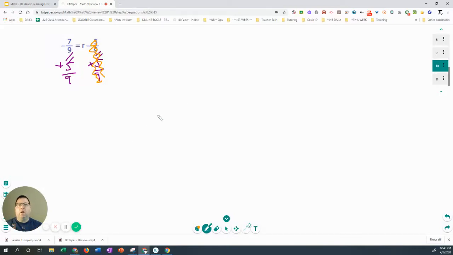The other reason I chose this example is because, again, the variable's on the right side. And I wanted to remind you again that, yes, it's okay to have the variable on the right side. So what are we left with on the right side? We're left with our variable. So then we have to deal with whatever is happening over here on the left.